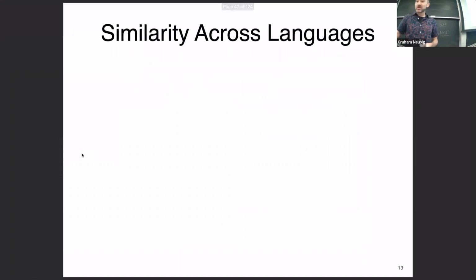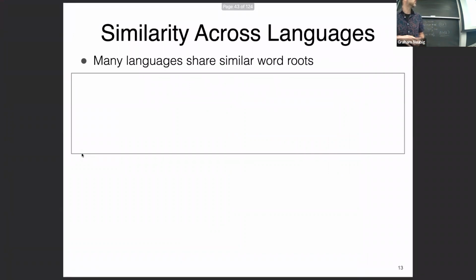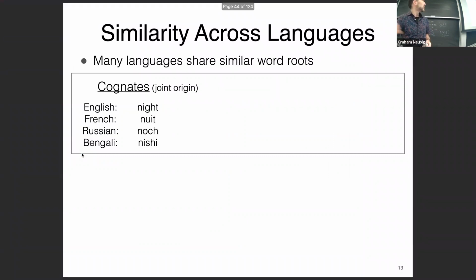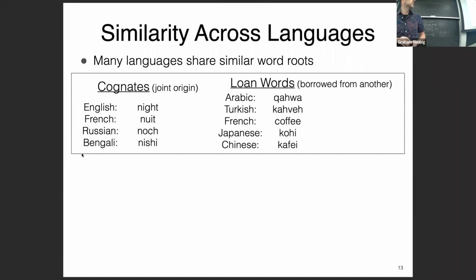Okay, but anyway, so similarity across languages. Languages are similar, and share similar word roots. So this is an example. There's kind of two reasons why words are shared across languages. One is due to cognates, and cognates are words that came from the same lineage. As languages evolved, they came from the same original word. Another example is loan words, which are borrowed from another language. A very important word, coffee, is, I believe, originally Arabic, and was adopted by a lot of other languages with the spread of coffee throughout the world.